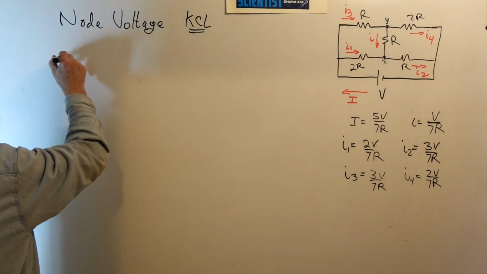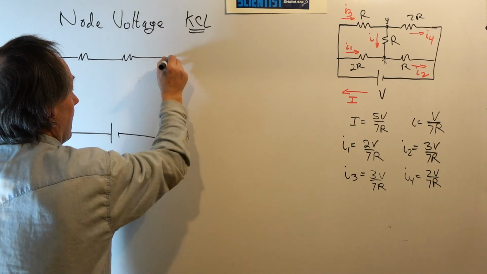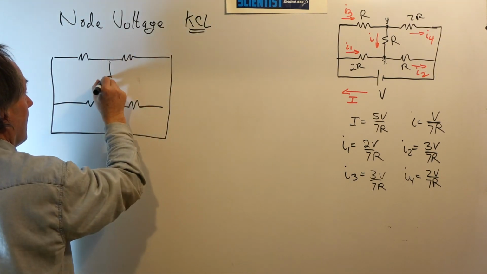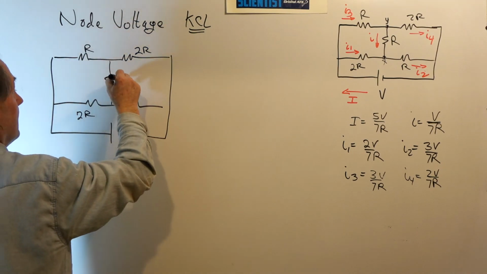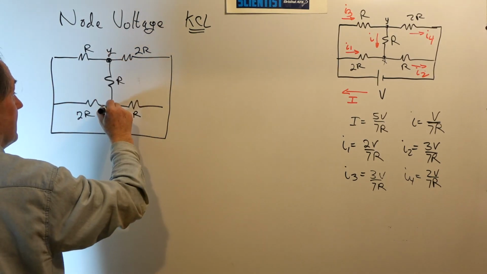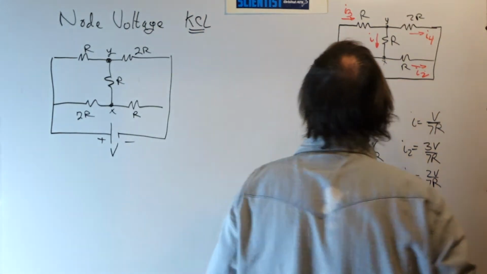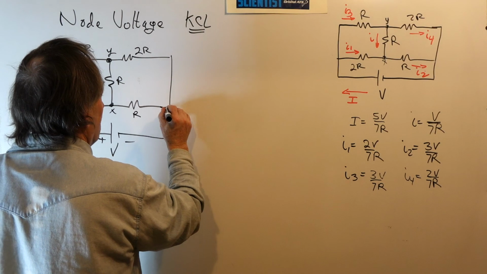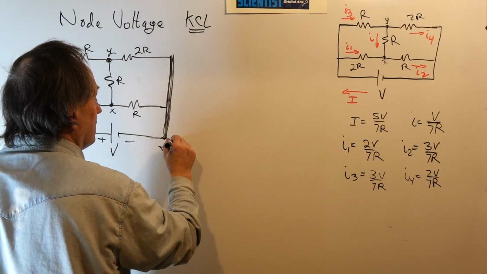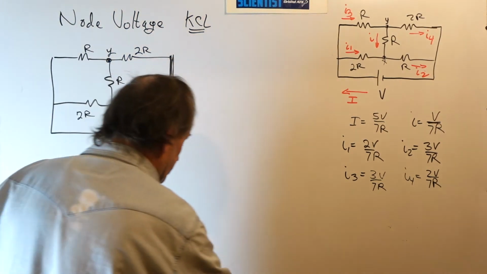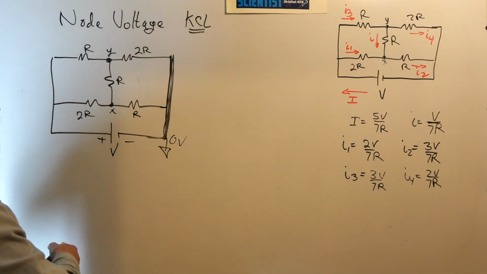Now I'll redraw the network here. This is 2R, this is R, 2R, R, and R. And this is node Y, and this is node X. The voltage source has value V. Now, in the method of node voltages, you first have to establish a reference node, which will be at zero potential. And I'll let this node here be our reference node, or the ground node, which has 0 volts as its potential. Now, all voltages in the node voltage technique are referenced to the reference node. This is our reference.